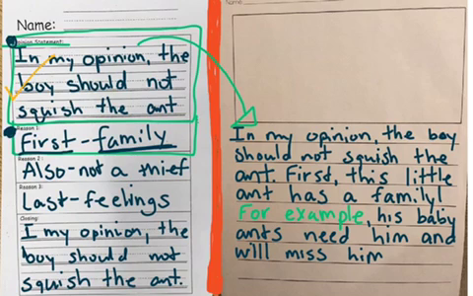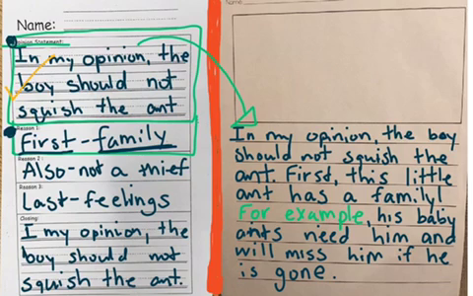Actually, I'm going to go back and erase this I here because it looks so poor. So let me give that another shot. Sometimes we have to go back and erase. I'm going to do the word will, W-I-L-L. So now let me go back and see where I left off. It says, for example, his baby ants need him and will miss him if he is gone.